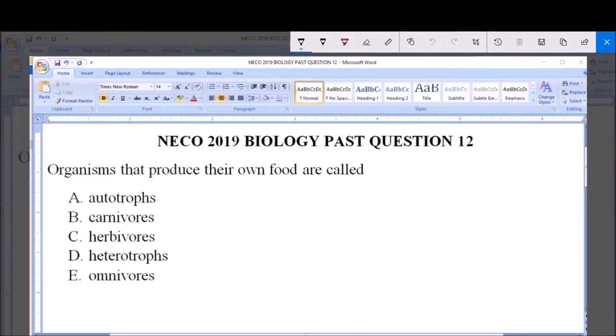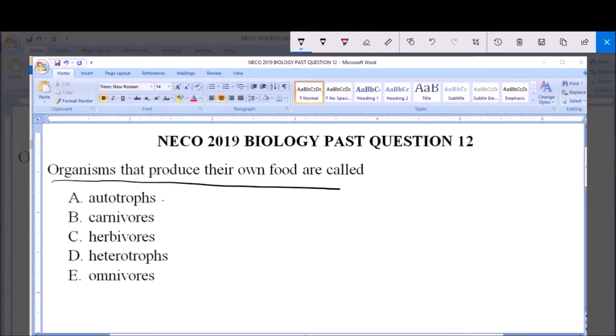I will be answering NECO 2019 biology past question 12. Organisms that produce their own food are called: A, autotrophs; B, carnivores; C, herbivores; D, heterotrophs; and E, omnivores. Now we're asked to pick an option which describes animals or organisms that produce their own food.